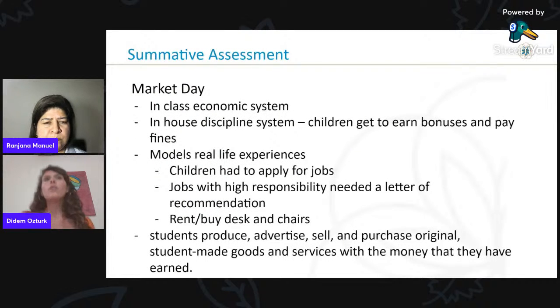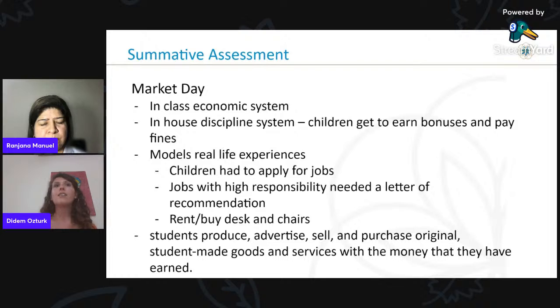And slowly we moved on to our summative assessment. The summative assessment that we planned was a market day, but of course we didn't know how students are going to lead that. Because at the beginning, as I shared, the content of the unit was really complex for students. But the moment we saw that they really understand what consumption and production mean, they started giving us a lot of different ideas.